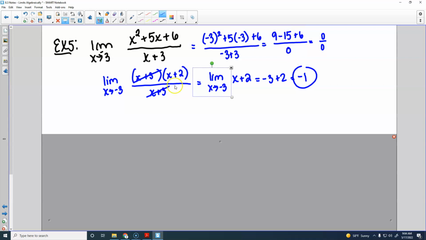What's happening right there at -3? If I think about this graph when we did rational functions, -3 is the value that gives me a 0 right here. What is that going to look like on the graph? It's a hole in the graph.